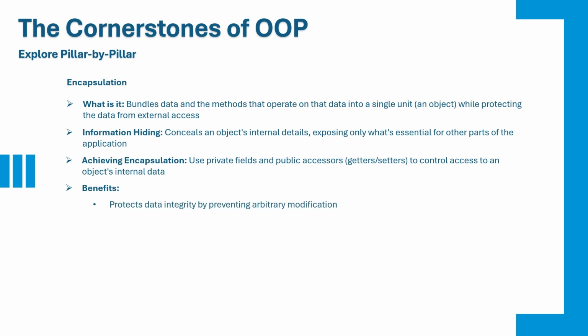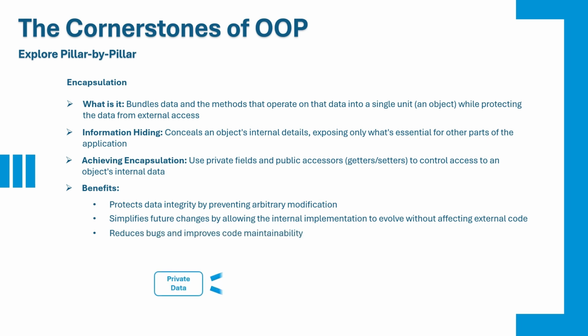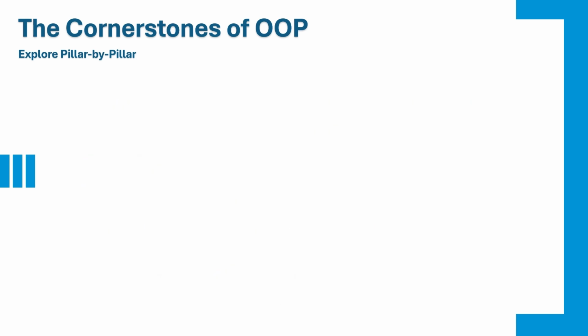Encapsulation improves code integrity by protecting internal data from unintended changes. It also enhances flexibility, allowing internal changes without breaking external code, and helps reduce bugs by ensuring controlled access to key data. Now let's move on to the third pillar of object-oriented programming, inheritance.